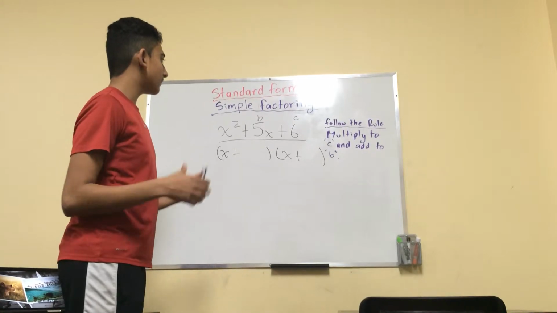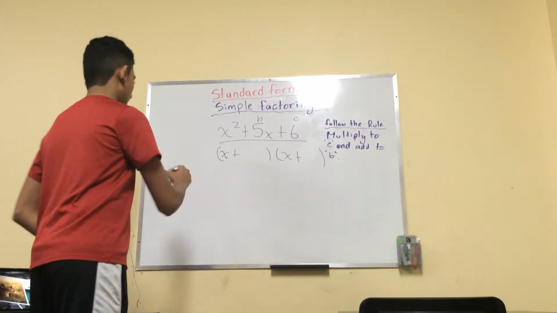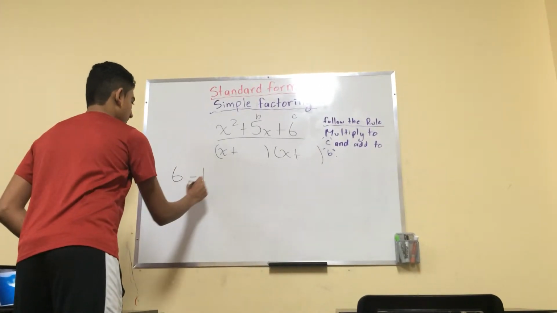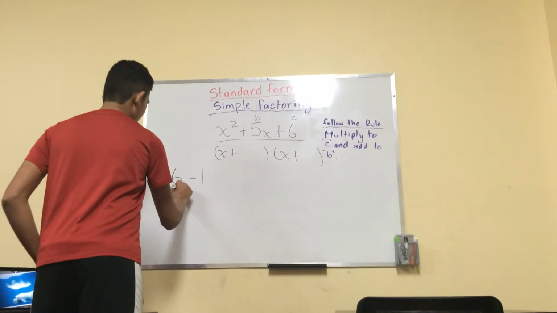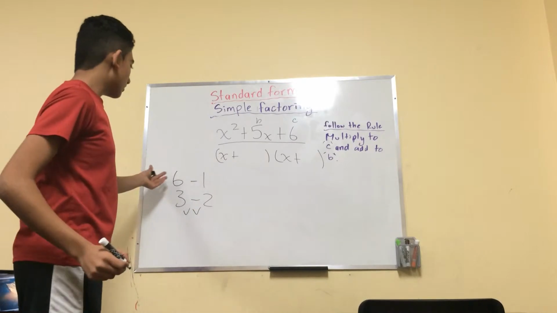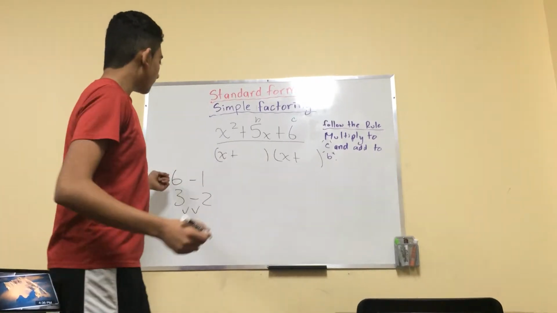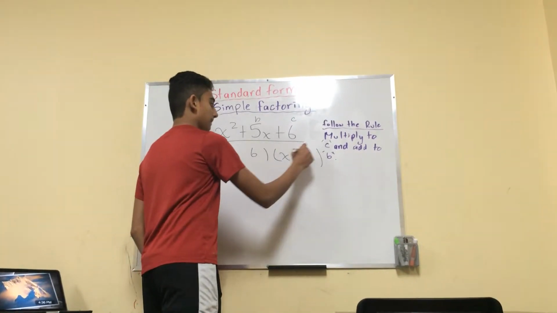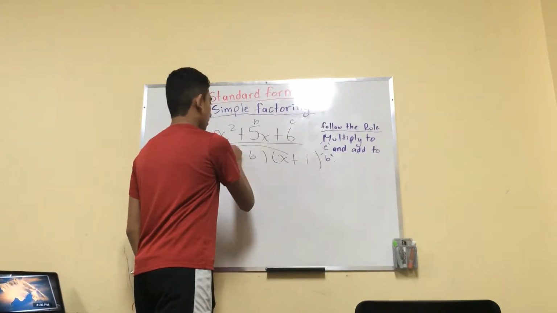So what are some factors of 6? 6 and 1, and there's also 3 and 2. As you know, there's also vice versa, so you can either use 1 and 6, or 2 and 3. So let's use the first one, 6 and 1, and try this out. So you're going to expand.